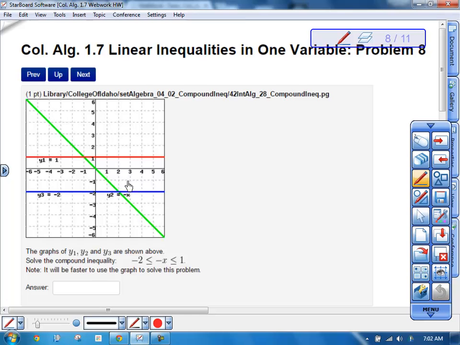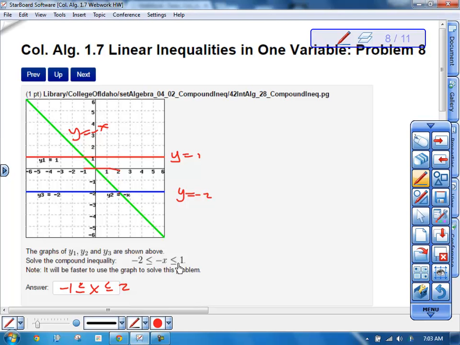Okay, the next problem wants us to solve this compound inequality. And it does say it would be faster to use the graph, so they've got a graph for us. They've got the line negative 2 right here. Here's y equals negative 2. Here's y equals 1. And here's y equals negative x, which is the middle part. The question is, when is the green line between the red and the blue? Well, from negative 1 to 2. So from negative 1 to 2, the green line is in between there. So I would guess negative 1, and it's both less than or equal to.